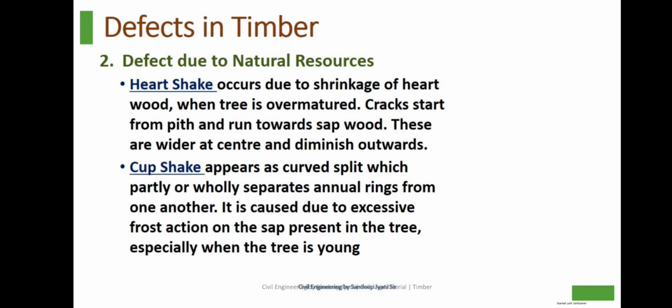Third, heart shake. Occurs due to shrinkage of heartwood. When the tree is over matured, cracks start from the pith and run towards the sapwood. These are wider at the center and diminish outwards. And fourth, the cup shake appears as a curved split which partly or wholly separates annual rings from one another. It is caused due to excessive frost action on the sap present in the tree, especially when the tree is young.